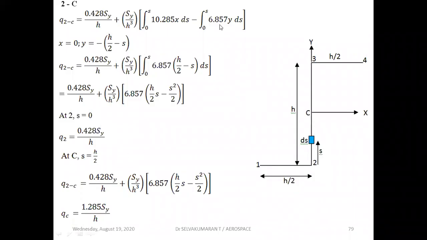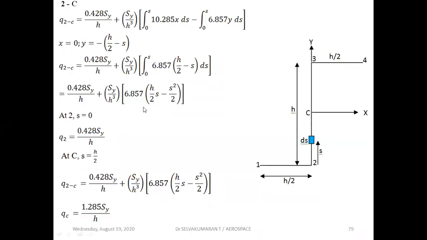This is the expression we are adding. For 2C, for the small element ds, x is 0 and y value is h by 2 minus s. It is below the x-axis, so minus of h by 2 minus s. Substitute x and y here and you will get this expression. Integrate it; after integration you are getting this. Then at 2, s is 0. Substitute here and you will get the previous shear flow, which means that our expression is correct.